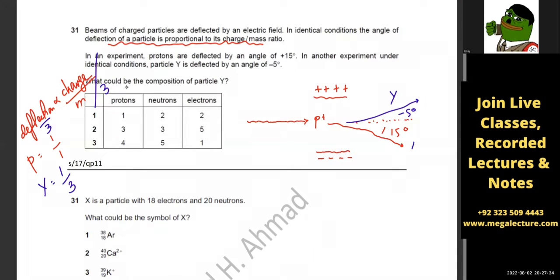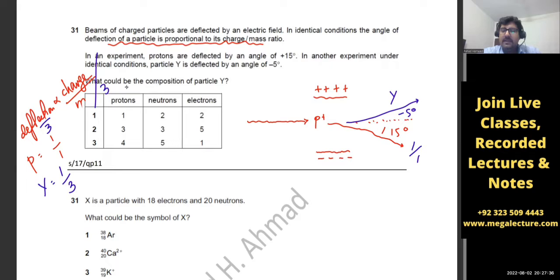जी सर. ये अगर 1/1 था, this would be 1/3. Why? Because deflection or the angle of deflection is proportional to charge to mass ratio. Deflection, if it decreases 3 times, so the charge to mass ratio would also be less by 3 times, right? वहां पे 1/1 था, तो यहाँ पे 1/3 होगा.